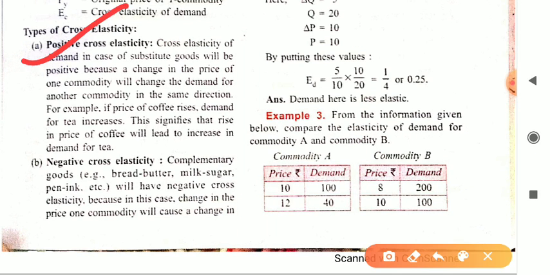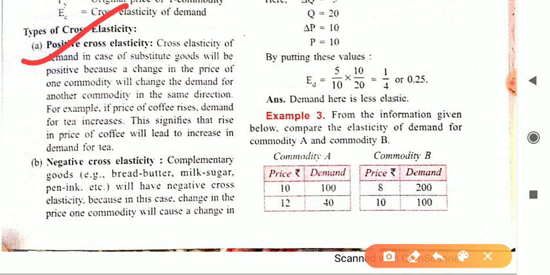First, positive cross elasticity. Cross elasticity of demand in the case of substitute goods will be positive. Always remember that you will find positive cross elasticity of demand in the case of substitute goods only, like tea and coffee. If the price of coffee rises, then demand for tea increases, because when coffee price rises, people switch towards tea. So this type of demand is called positive cross elasticity of demand, and it is found mainly in substitute goods.